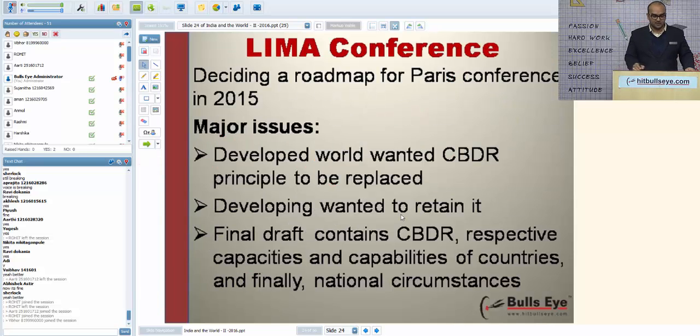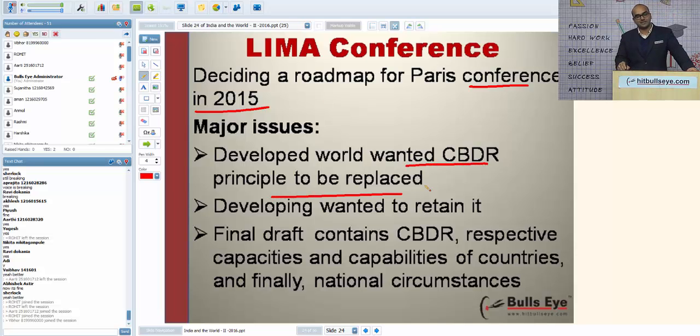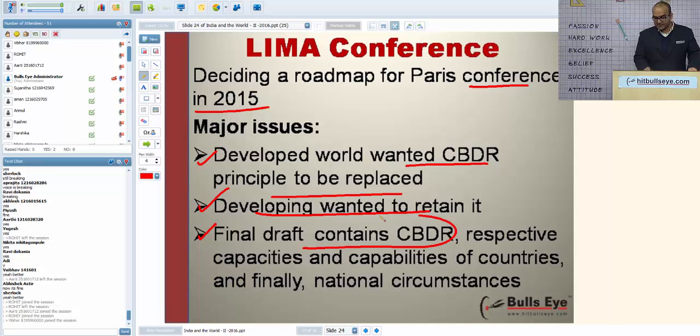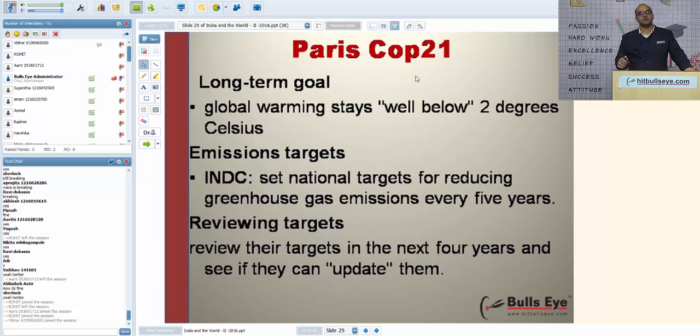The Lima conference decided a roadmap for the Paris conference in 2015, right? The major issues discussed were that the developed world wanted the CBDR principle to be replaced. They said that if countries like India and China are major polluters, they should not be exempted from greenhouse gas emission cuts. But the developing world, including India, wanted to retain it, right? The final draft contains CBDR, right? And respective capacities and capabilities of countries, and finally national circumstances, right? So this is where a dilution of the Kyoto Protocol starts happening and gets in the form of Paris COP21.